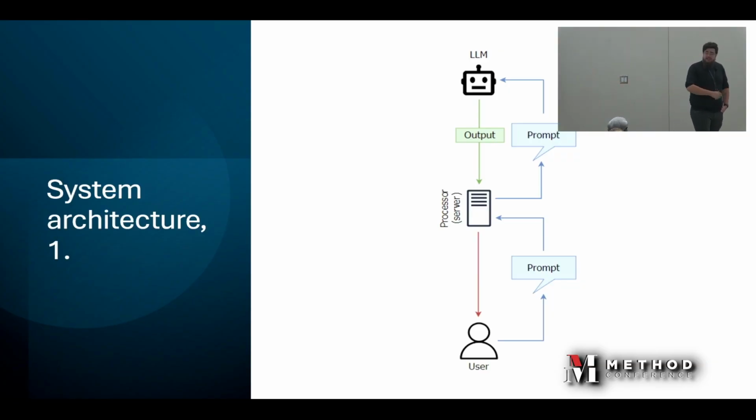So let's flesh this out. At the basics, we have our LLM API, right? We have a server that handles requests, and we have a user. The user asks a question, it goes to the AI, and the output goes all the way back to the user.